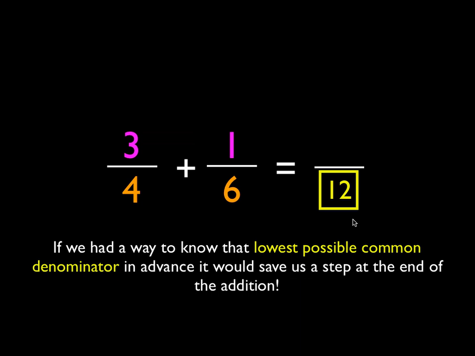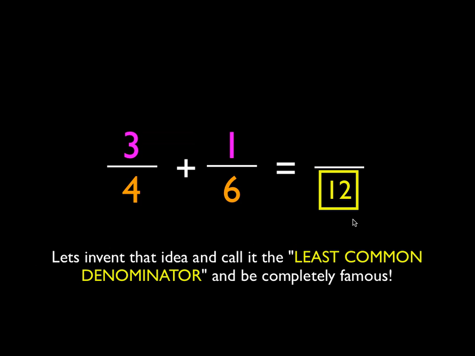And let's call that thing the least common denominator. Okay, so let's just for the moment assume that we were handed the least common denominator. Somebody gave us the least common denominator. How would we do the calculation?